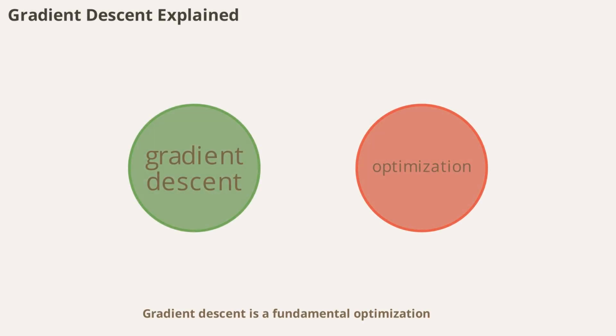Gradient descent is a fundamental optimization algorithm used in many machine learning models. It works by iteratively adjusting the model's parameters to minimize the error between predictions and actual outcomes. Imagine rolling a ball down a hill to find the lowest point. That's the essence of gradient descent. This method is efficient and widely used for training neural networks and other complex models.